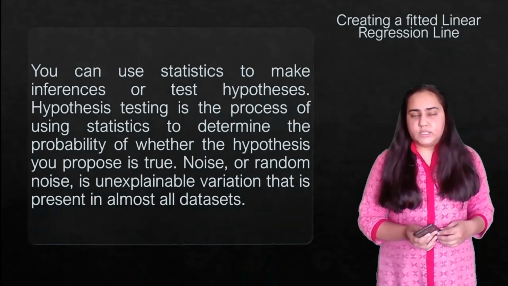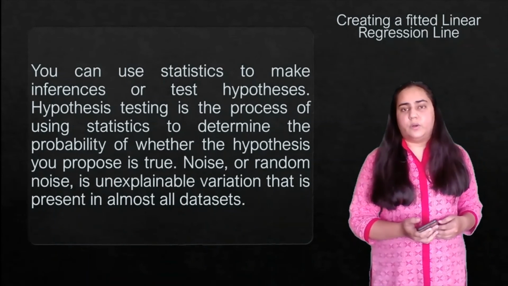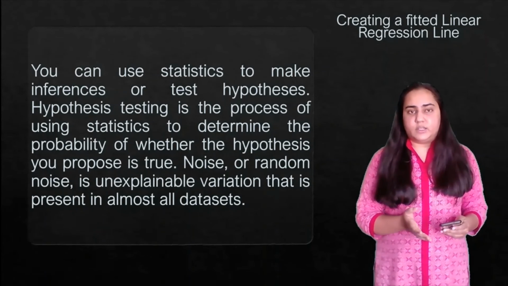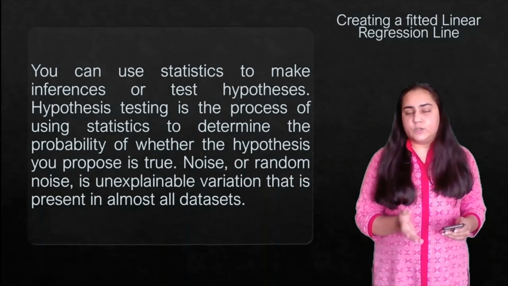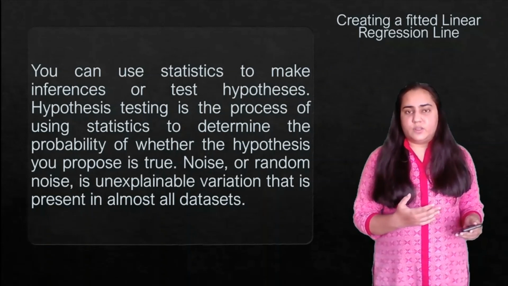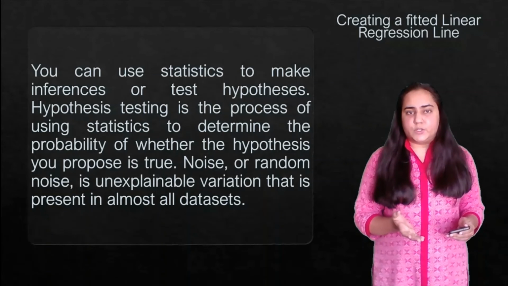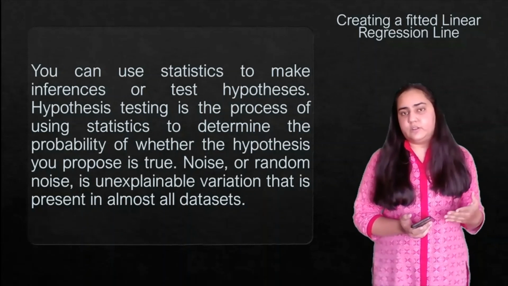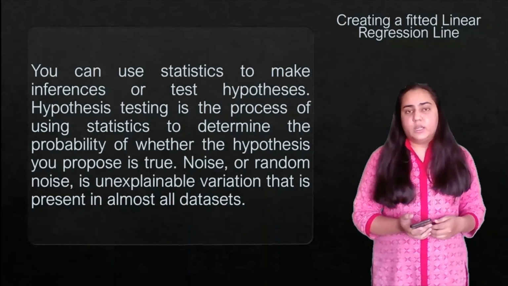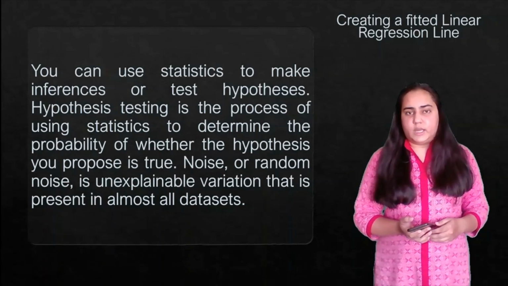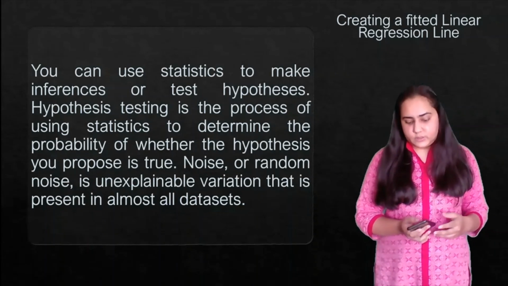So you can use statistics to make inferences or test hypotheses. Hypothesis testing is a process that is used in statistics to determine the probability of whether the hypothesis you propose is true. And noise or random noise is unexplainable variation that is present in almost all data sets. So you won't find a linear regression line that fits perfectly. It will be a little bit away from the data points, because there's always noise in the data.